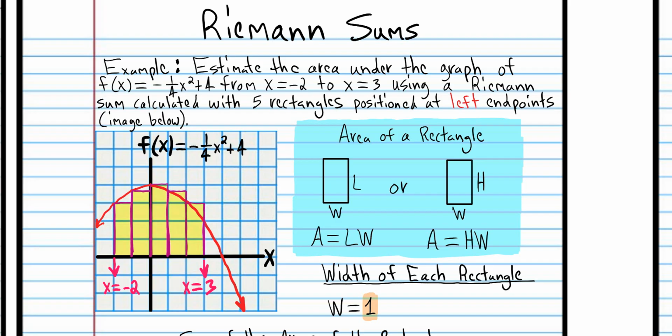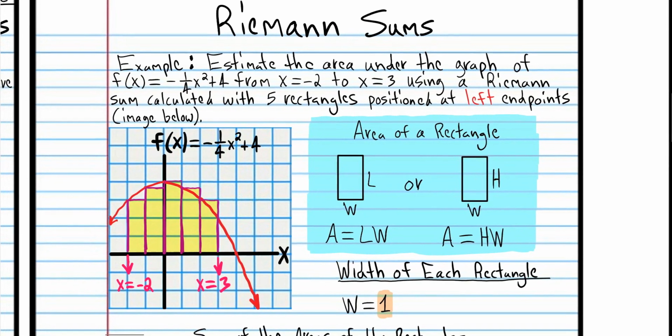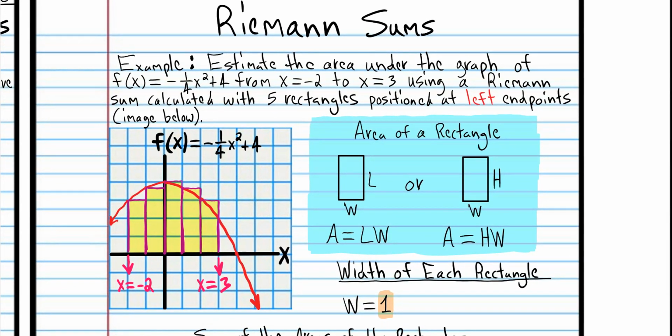Now, before we go into finding the exact area under a graph using those principles that we just discussed, we need to learn something called Riemann sums. A Riemann sum is just a sum of all the areas of rectangles under a curve. So it's what we just did.